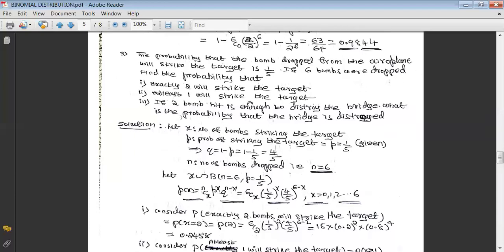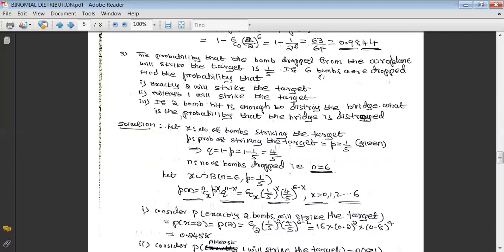First of all, realize what is success here, because we are dealing with the binomial probability of getting exactly x successes. We have to decide what is success. If the bomb dropped strikes the target, that will be treated as success. That's why, out of 6 bombs, we define how many are going to strike the target. So we set the variable x as the number of bombs striking the target, and they are given the probability of success.